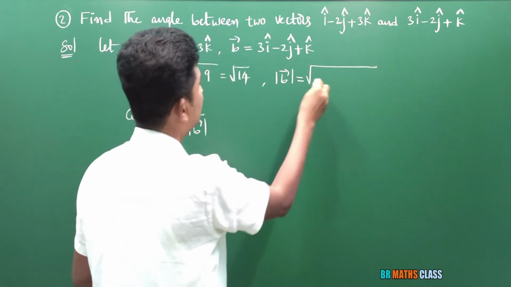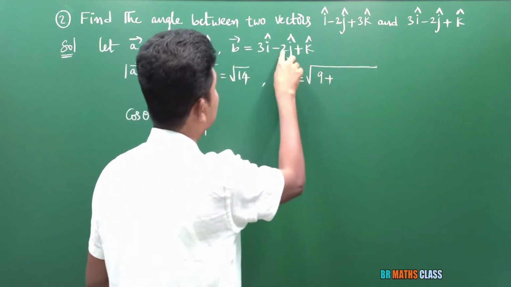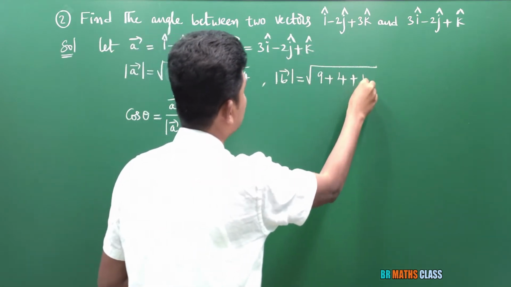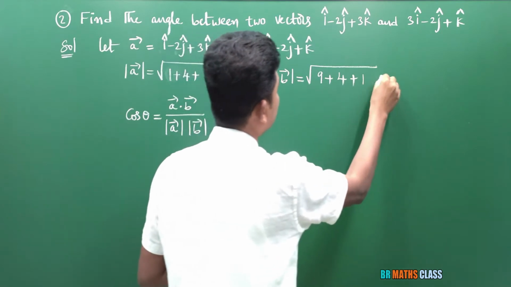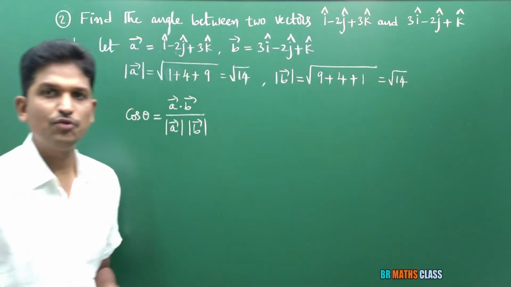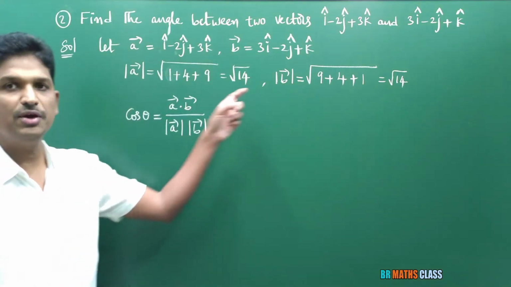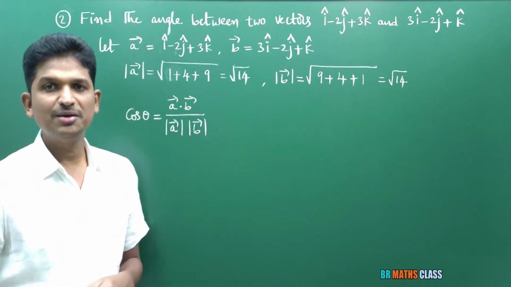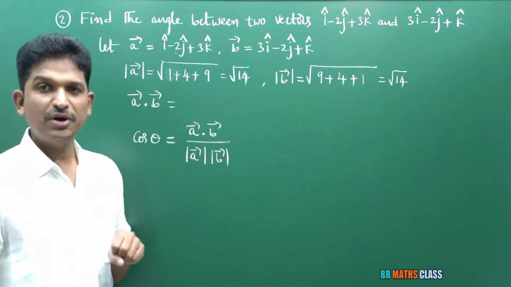Okay, 3 square is 9, plus minus 2 whole square is 4, plus 1 whole square is 1. 9 plus 1 is 10, that is root 14. So magnitude of B bar, I got root 14. I calculated magnitude of A bar, I calculated magnitude of B bar. Now I need A bar dot B bar. I'll calculate A bar dot B bar.